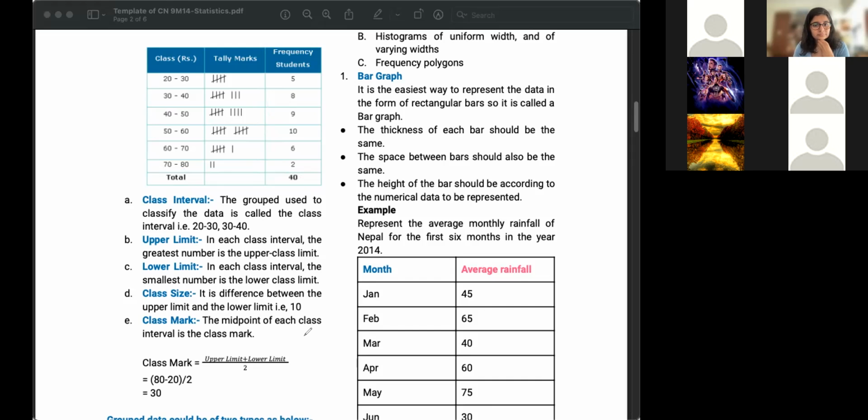Class mark is the upper limit plus lower limit upon 2. The formula is written here, but it is the midpoint, so it is the central value of each class. If you're taking the class 20 to 30, the exact midpoint is 20 plus 30 by 2, which is 25, the class mark.